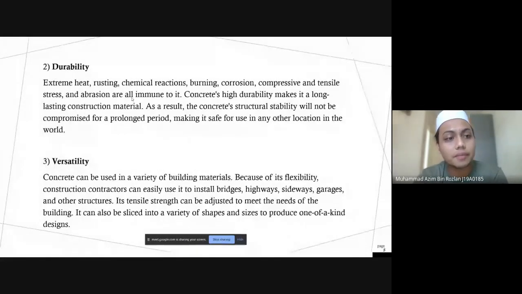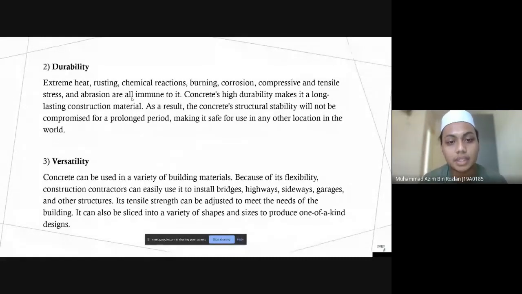Okay, extreme durability. Extreme heat, rusting, chemical reaction, burning, corrosion, compressive and tensile stress, and abrasion are all things it is immune to. Concrete's high durability makes it a long-lasting construction material. As a result, the concrete's structural stability will not be compromised for a prolonged period, making it safe. Okay, untuk yang ni adalah ketahanan.